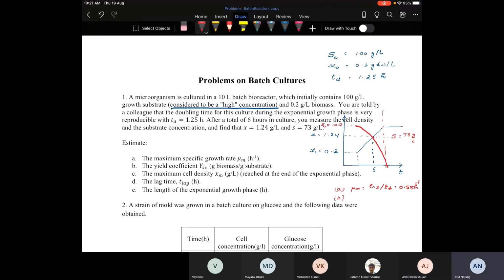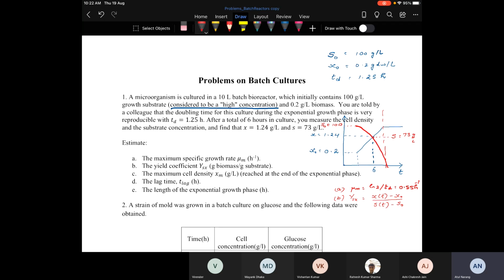Y_{X/S} is equal to x_t minus x0 divided by s0 minus s_t. Well, we are given x at time 6. We are given x0. We are given s0. We are given x and s at time t equal to 6 hours. So we can find out what the yield is.